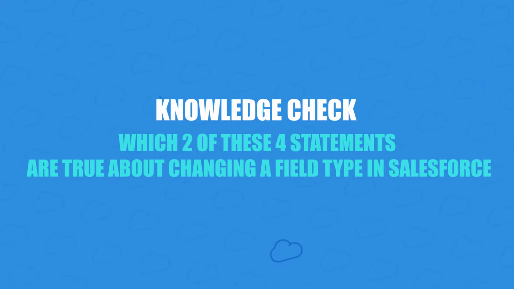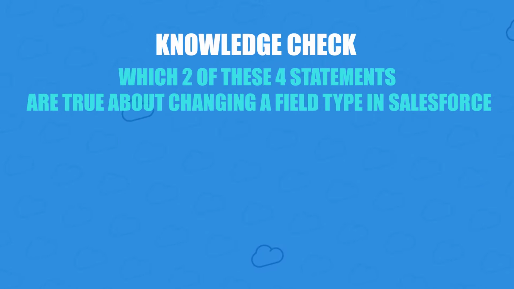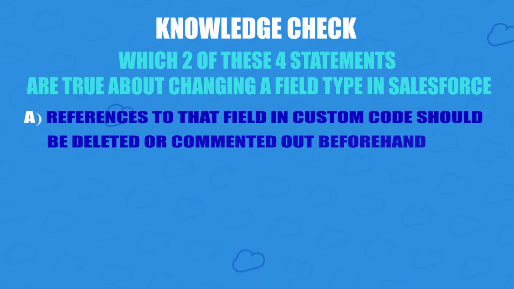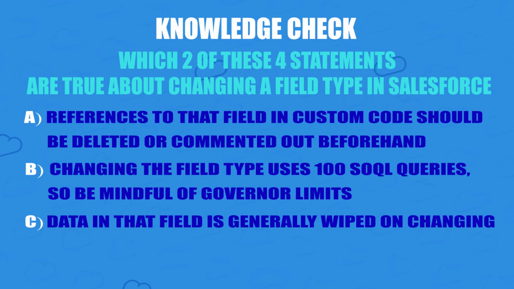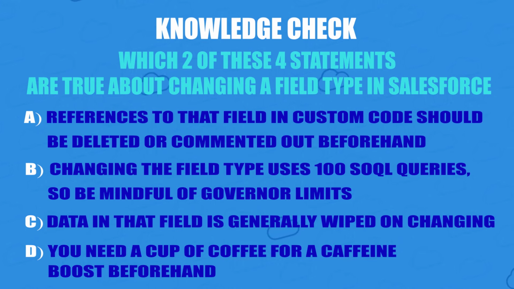Which two of these four statements are true about changing a field type in Salesforce? A. References to that field in custom code should be deleted or commented out beforehand. B. Changing the field type uses 100 SOQL queries, so be mindful of governor limits. C. Data in that field is generally wiped on changing. Or D. You need a cup of coffee for a caffeine boost beforehand. Feel free to pause the video for a minute while you think about it.